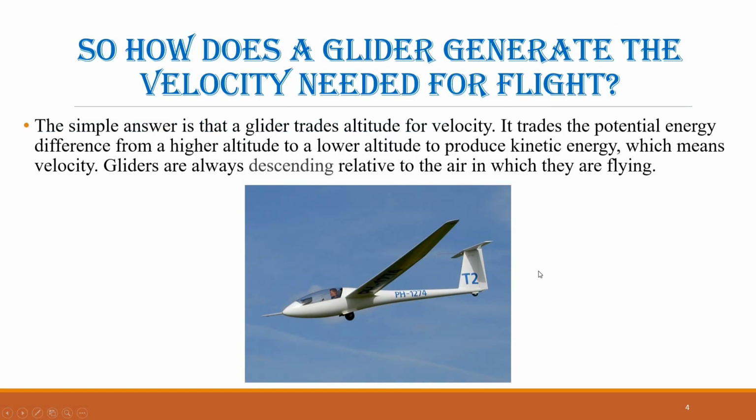So how does a glider generate the velocity needed for flight? The simple answer is that a glider works by converting altitude into speed. As it moves from a higher altitude to a lower one, it gives up some of its potential energy, and that lost potential energy becomes kinetic energy, which shows up as velocity. This exchange is always happening, which is why a glider is constantly descending relative to the air around it. Even when it appears to be moving forward smoothly, it is still gradually losing height in order to maintain the speed required to keep flying.